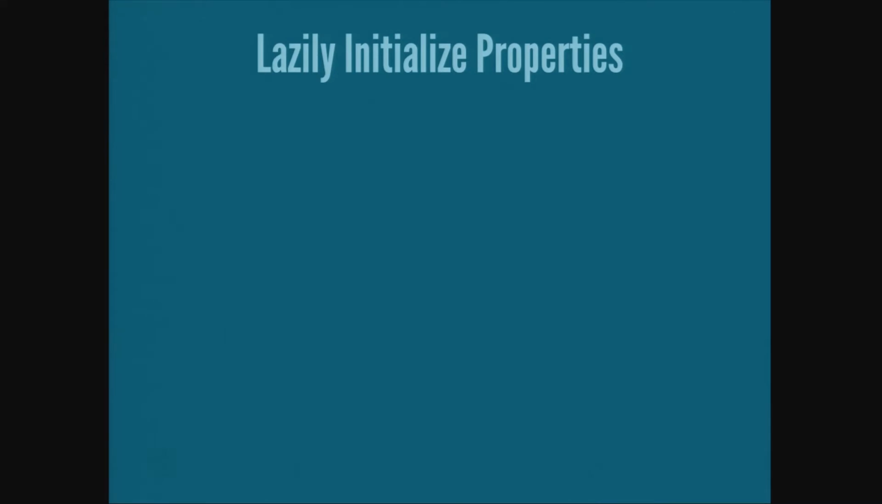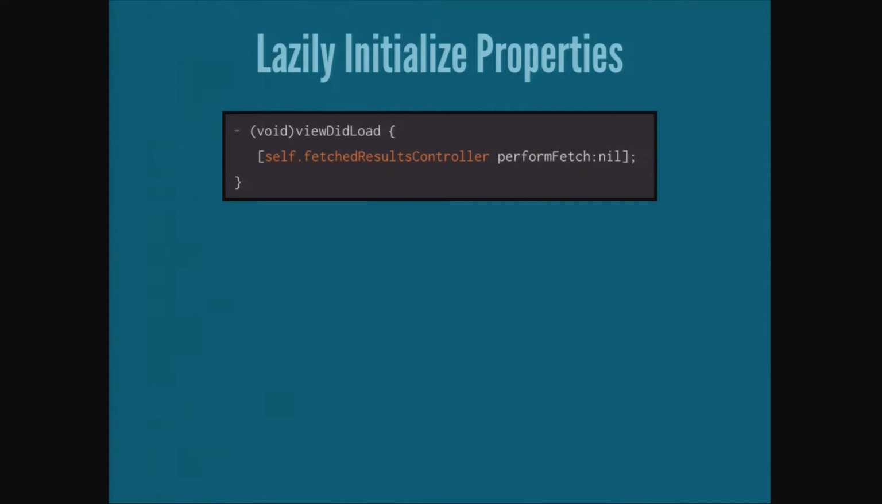So here's a tip I use all the time to lazy initialize properties. So say I have in my viewDidLoad, I've got a fetched results controller. I'm calling performFetch. And of course, I'm not doing any error checking because no effective developer does that.